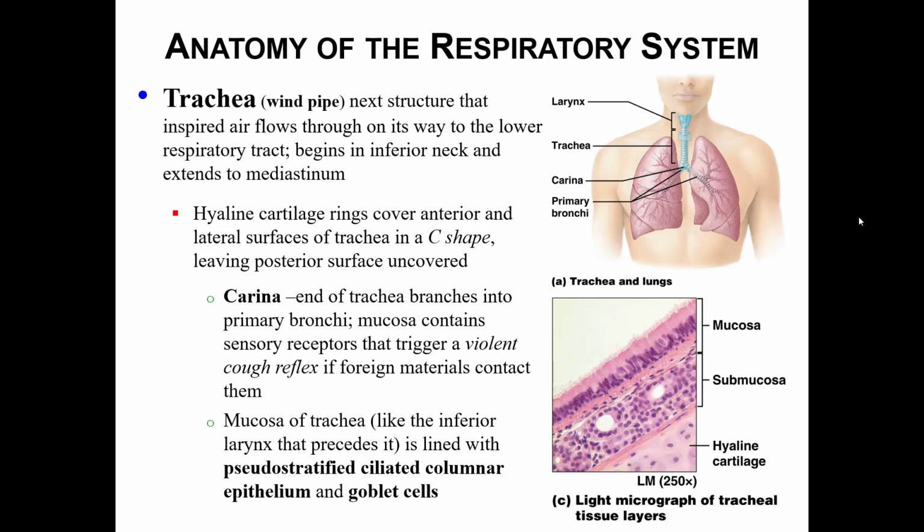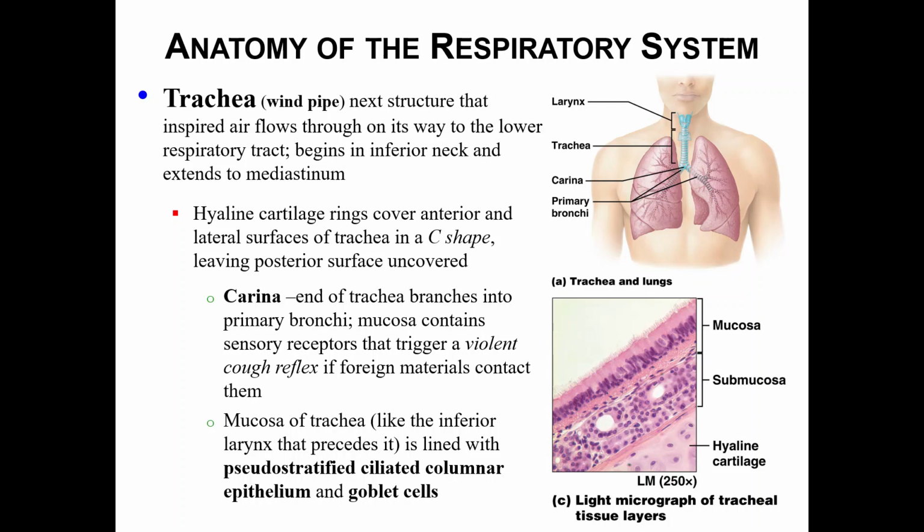In this recording, we will discuss the anatomy of the lower respiratory tract. We have successfully taken air from your nares through your nasal cavity, through all three sections of your pharynx, and down into your larynx. The next stop is the trachea, also known as the windpipe.